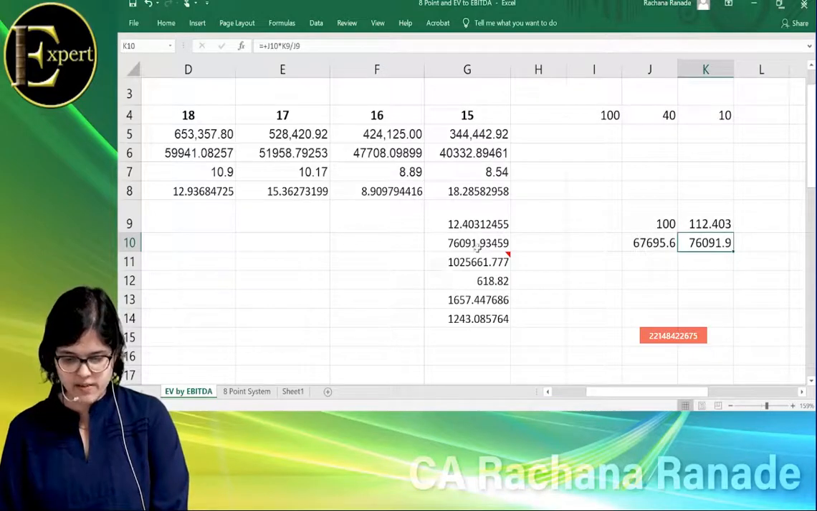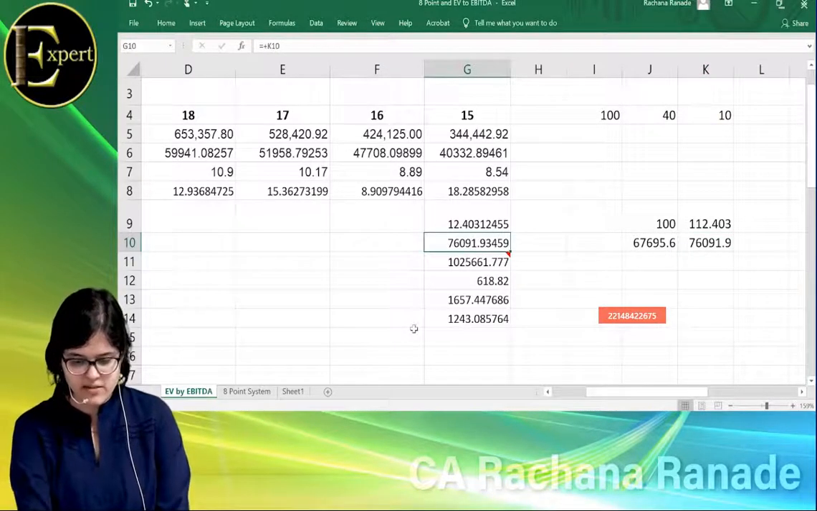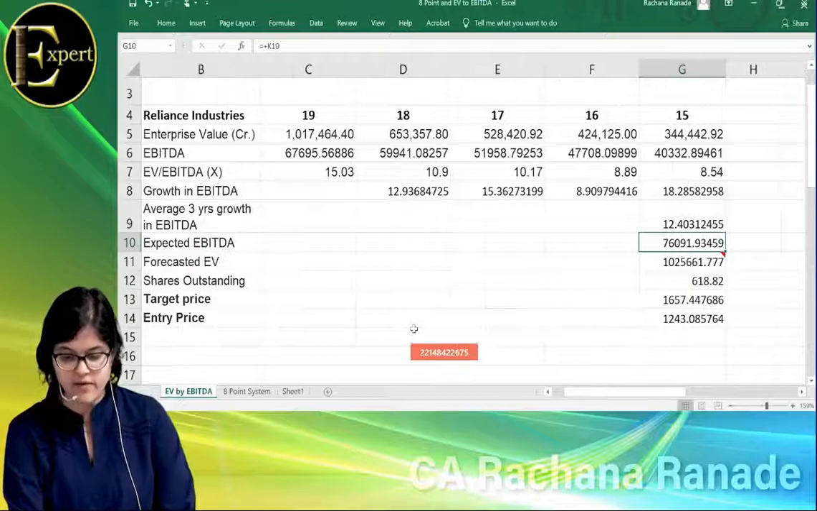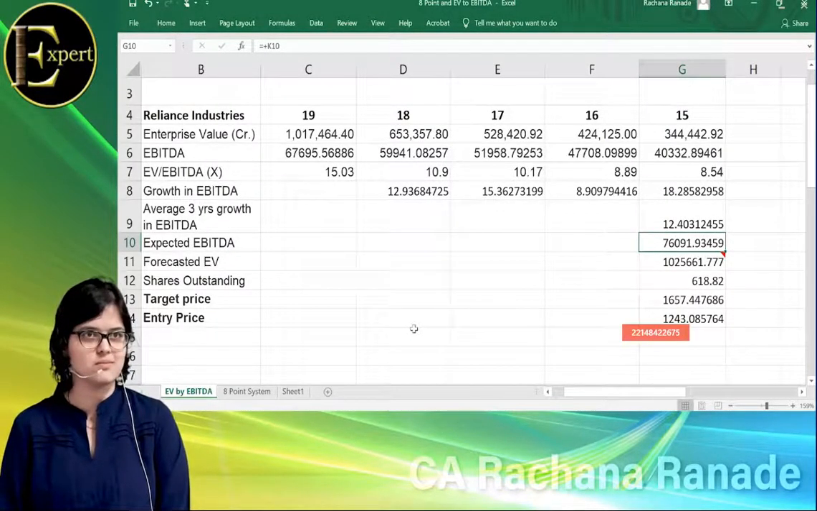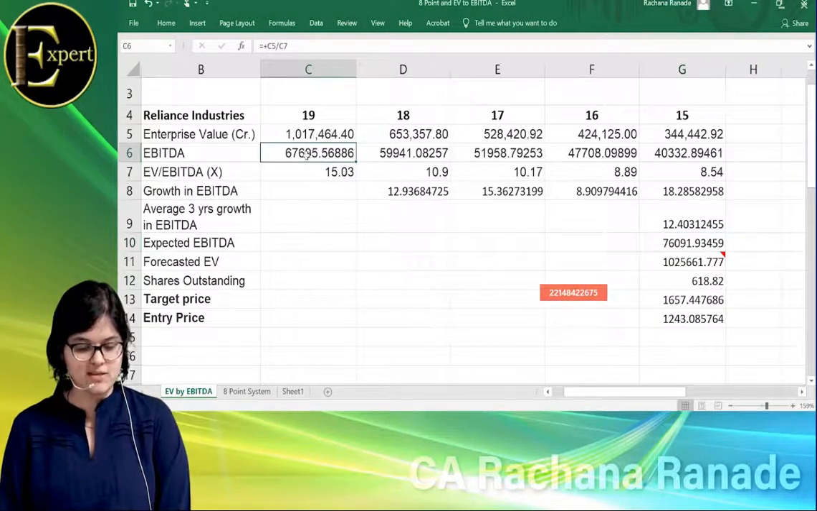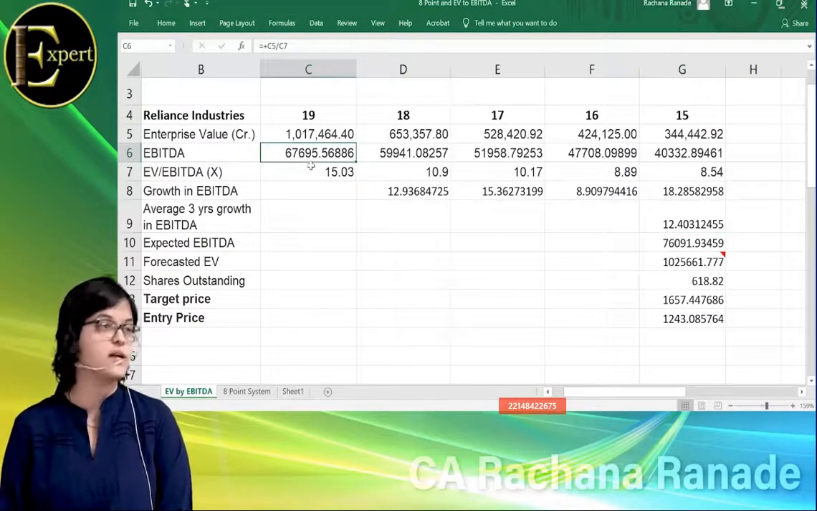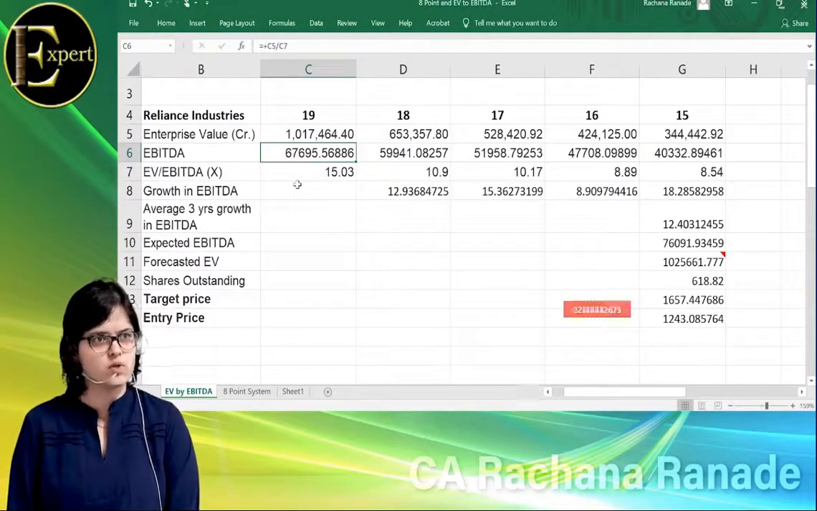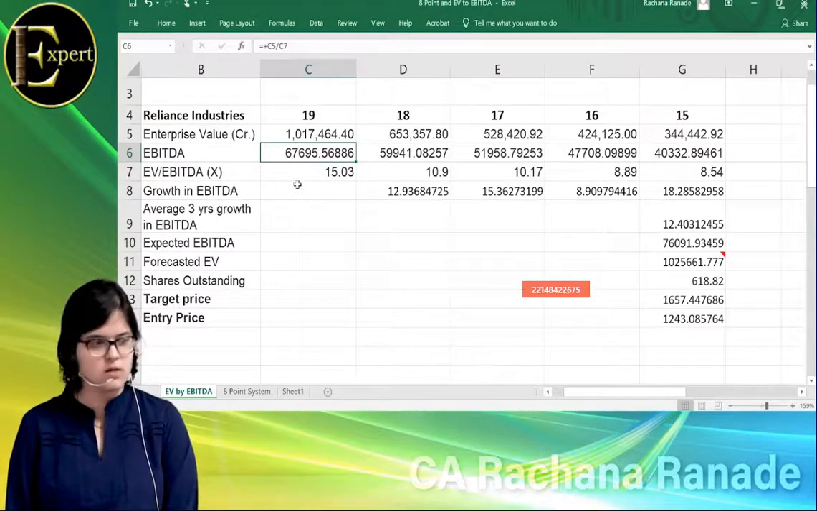So what is my expected EBITDA? Tell me. 76,091 crores. Okay. And what is the latest EBITDA which Reliance has posted? 67,695 crores. Is it okay till here? Yes. Do you want to write down these many steps first?